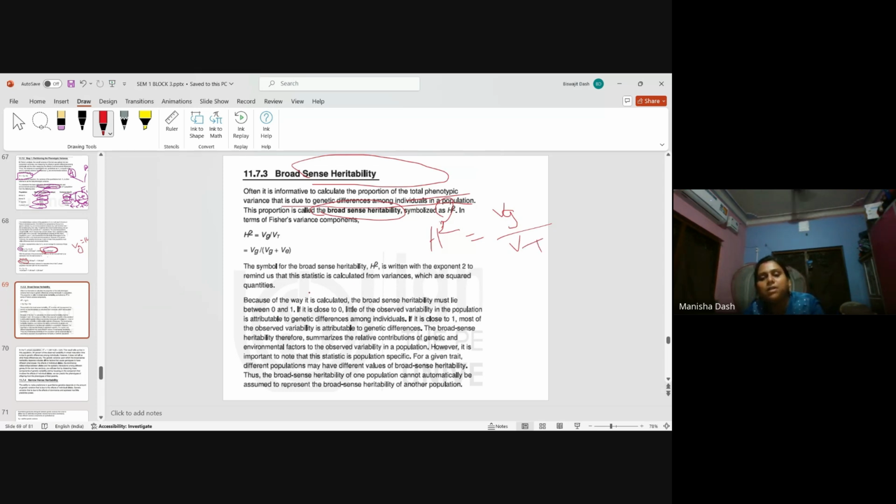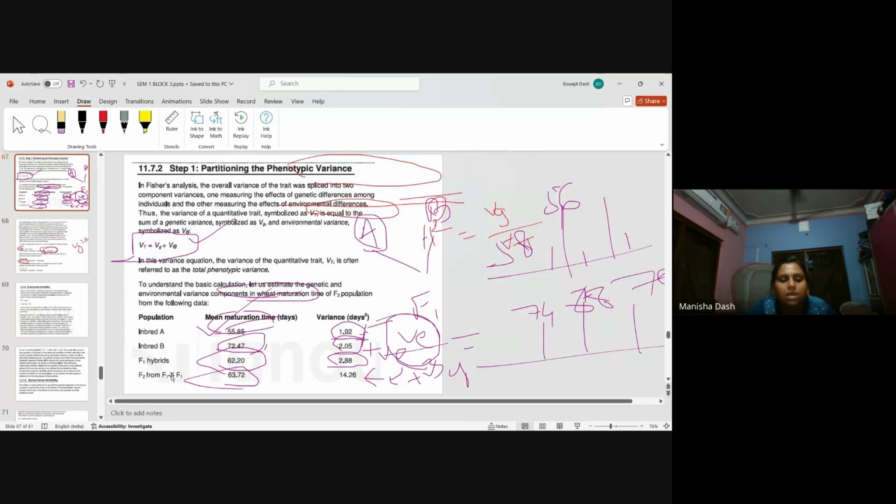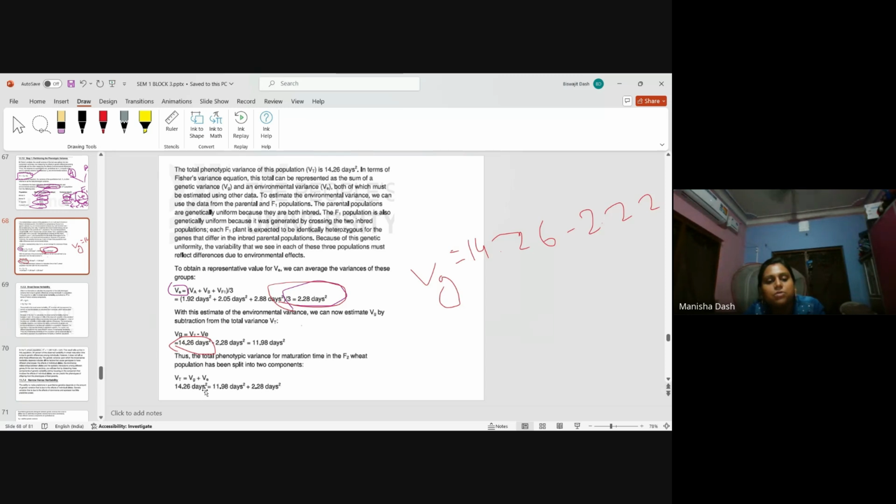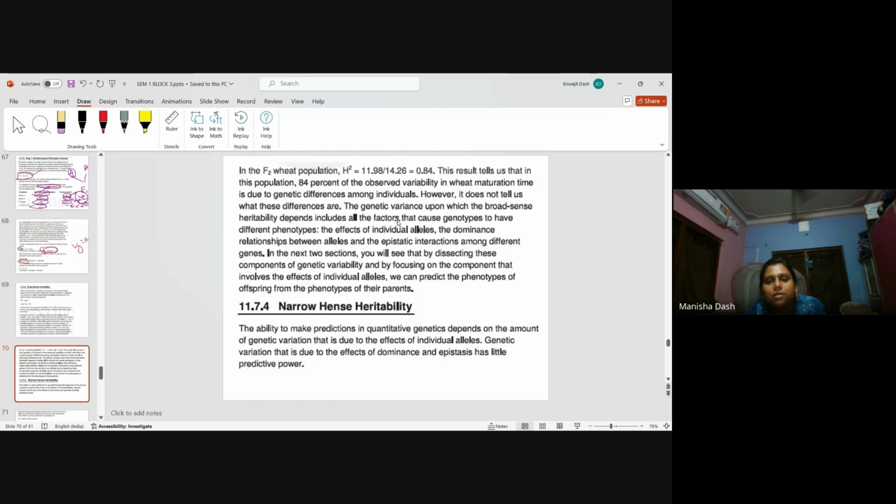So, for this particular F2 generation, if we want to calculate the broad sense heritability, we have that the genotypic variance, or VG component, is 11.98. The total phenotypic variance is 14.26. So, what will be the value? The broad sense heritability will be 11.98 divided by 14.26, which is around 0.8404, or we can say 84%.